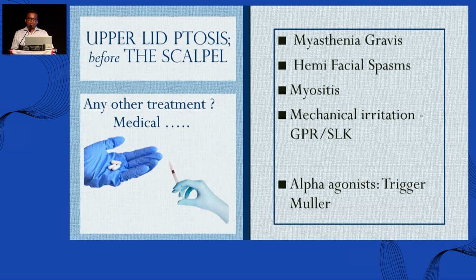Of course, there are certain conditions which can be treated medically. For example, myasthenia, hemifacial spasm with botulinum toxin, myositis with steroid. And if there's a mechanical irritation, we can manage with lubricant. And one thing is the alpha agonist. Alpha agonist triggers the Muller muscle.